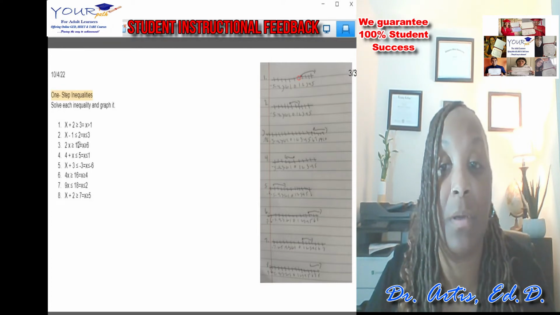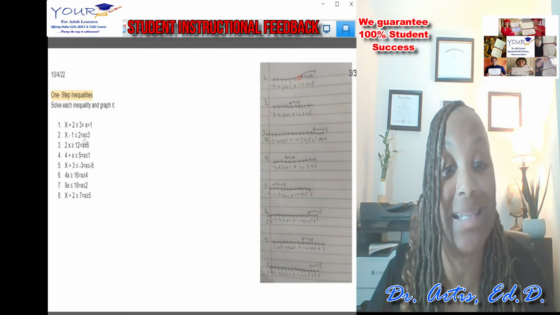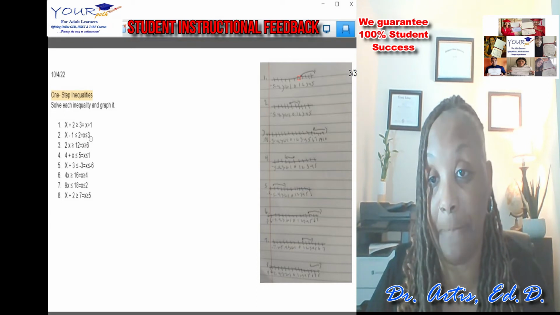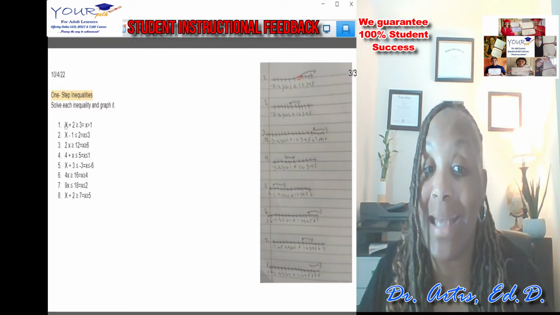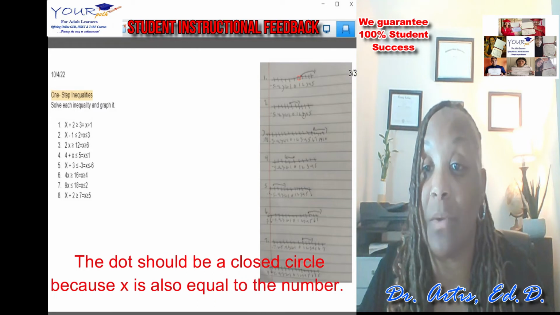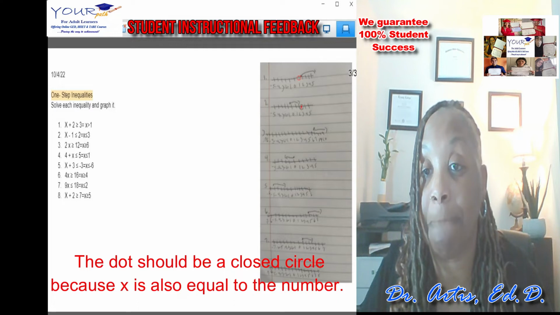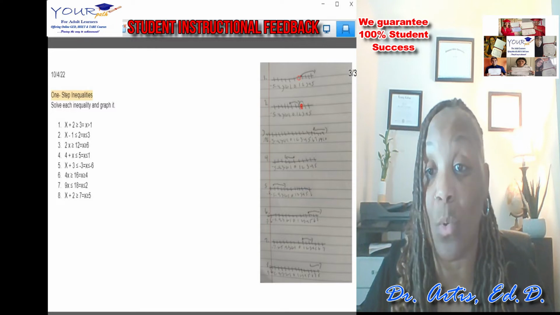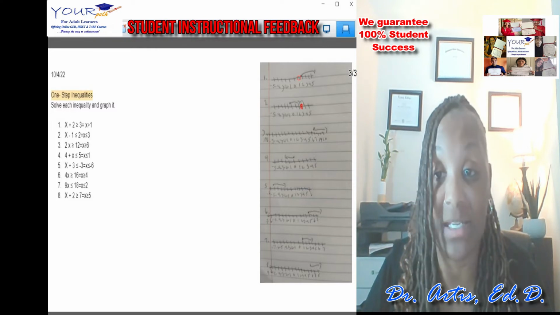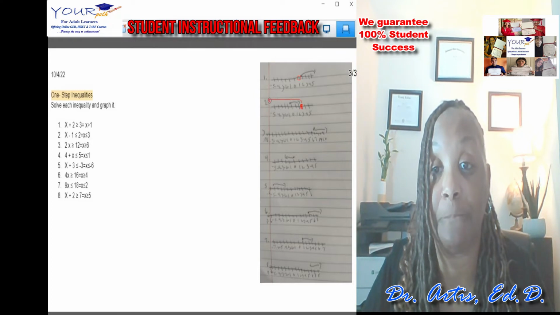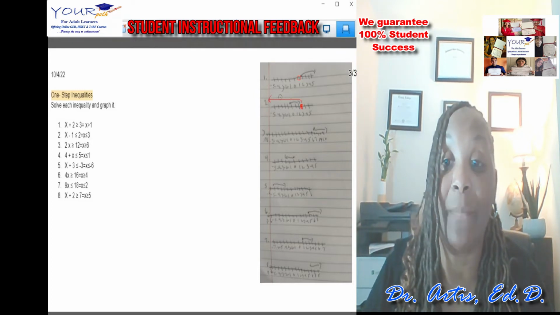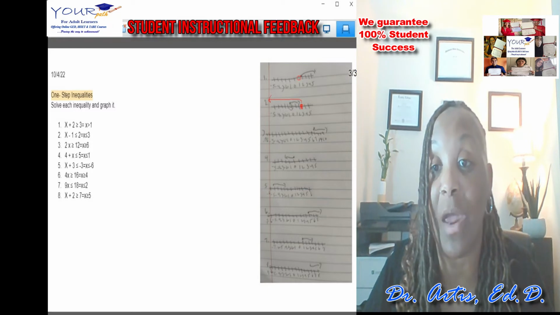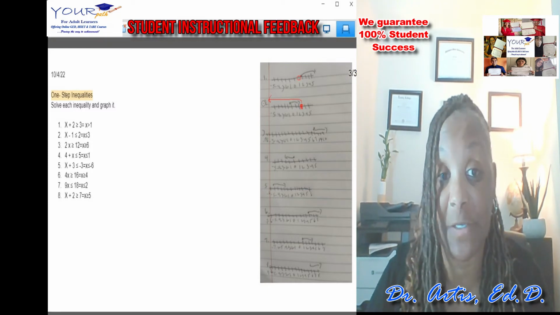For number 2, we have X is less than or equal to 3. So if X is less than or equal to 3, you want to have your dot on the 3, because it's going to be actually 3, and then it's going to be going to the left because it's less than or equal to any number that is 3. So it's going to go this direction. It's 3 or any number less than 3, okay, not greater. So your arrow should not be pointing to the right, but to the left, okay?